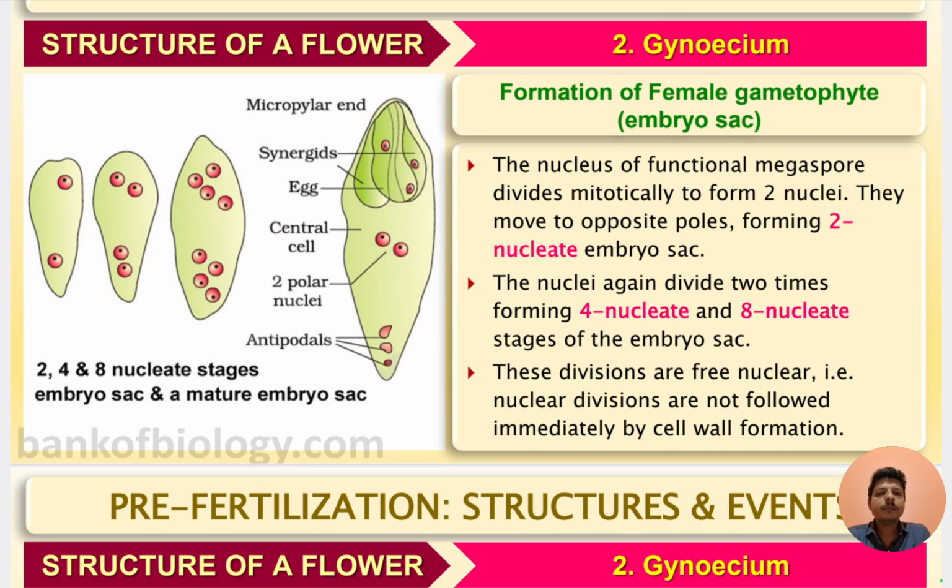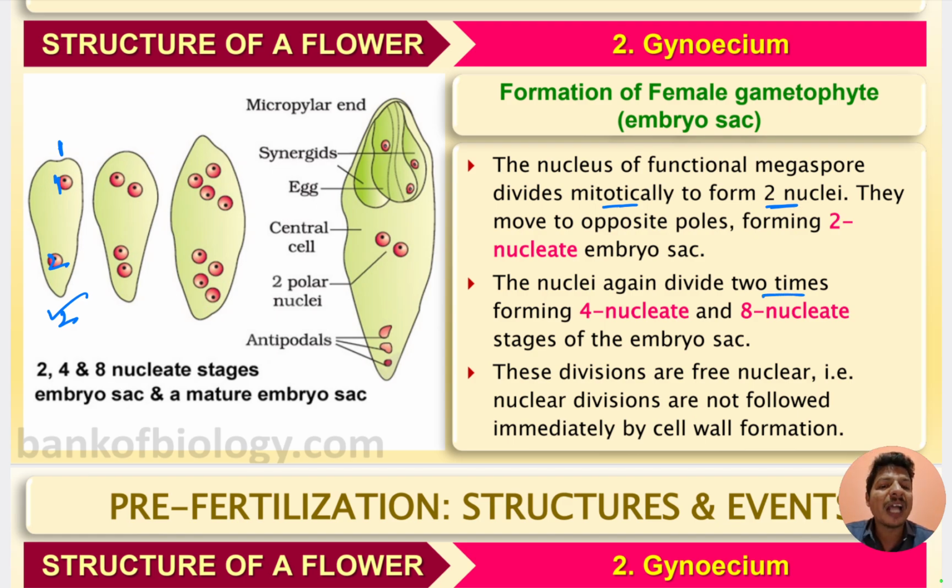Now, the nucleus of the functional megaspore divides mitotically to form 2 nuclei. Here you can see the functional megaspore. It divides mitotically to form 2 nuclei. They move to opposite poles, forming a 2-nucleate embryo sac. Here is the first pole and the second pole, the opposite poles.